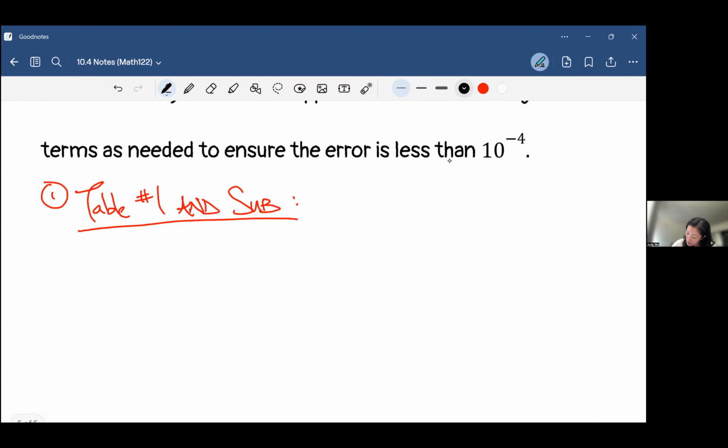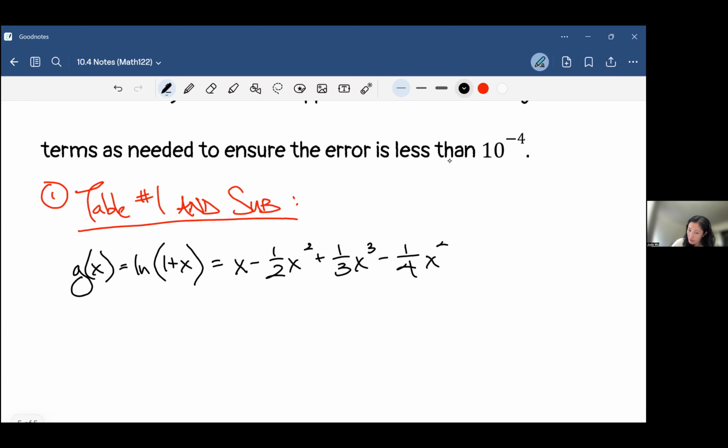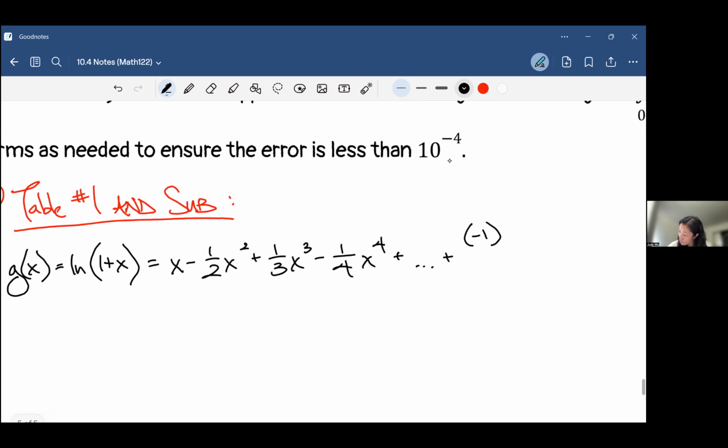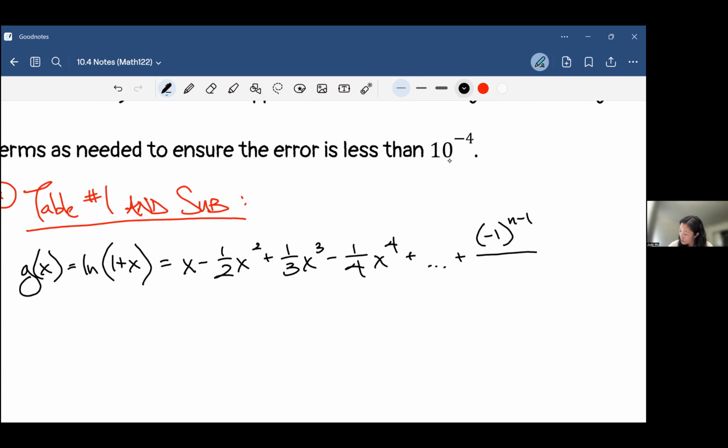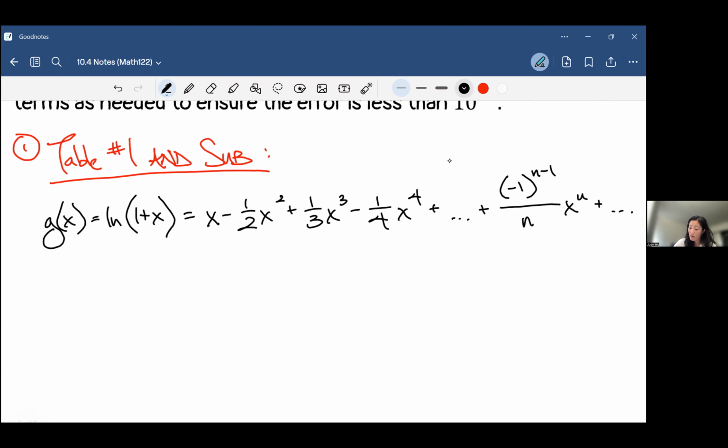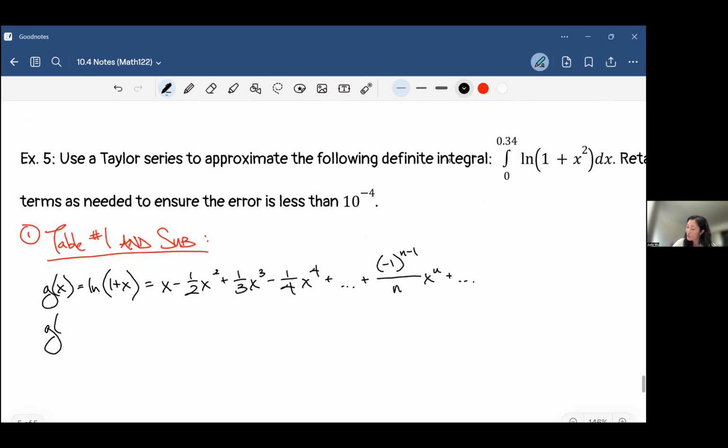So we know that g of x, if it was natural log of 1 plus x, then table 1 actually gives us that series. And that is x minus 1/2 x squared plus 1/3 x cubed minus 1/4 x to the 4th plus, all right, our alternating, so negative 1 to the n minus 1 over n times x to the n. Okay? Now, this is our function. It's really close to the one we want. Let's see what kind of substitution we can make.